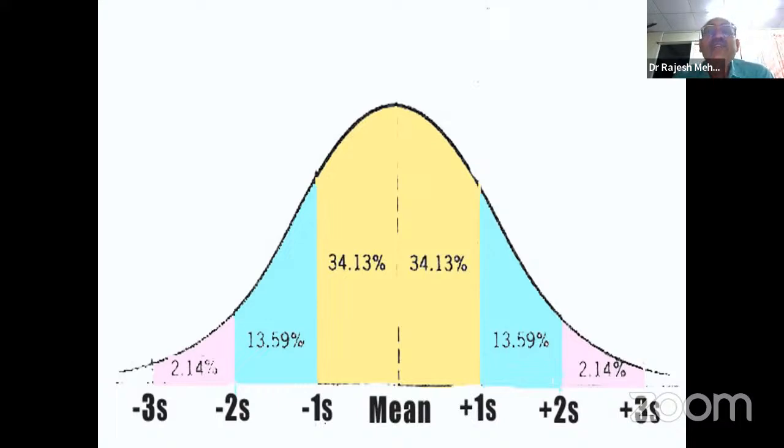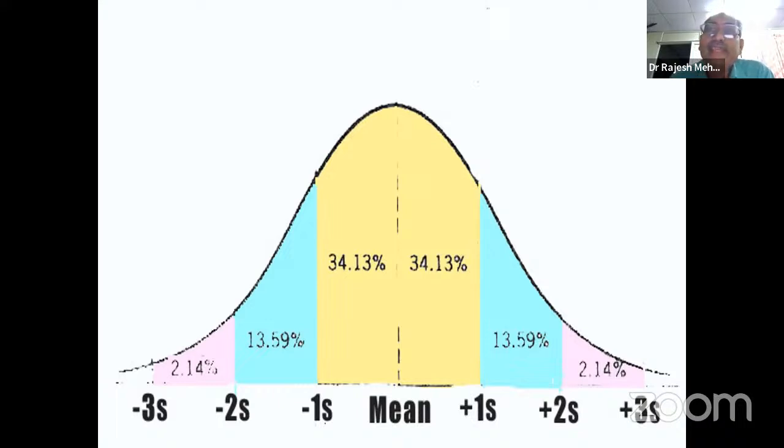Why? Because in statistics, the area under the curve is 1. In terms of percent, we say it is 100%. So when you say 34%, 0.34 is the probability. When you say 50%, 0.5 is the probability. In statistics, we use probability rather than percentage.